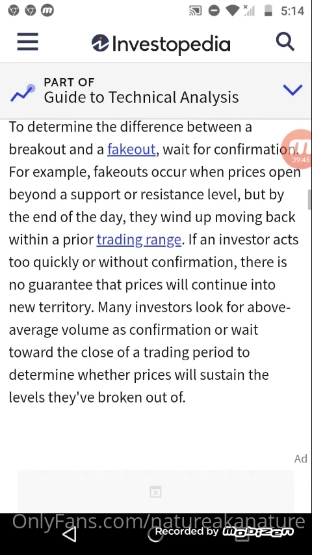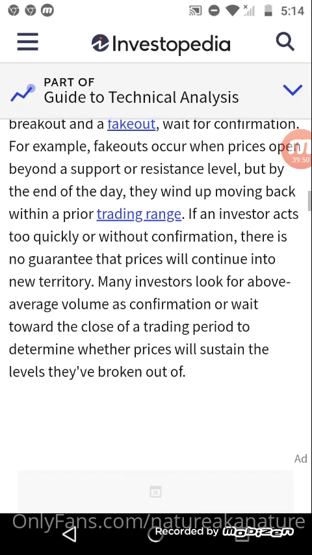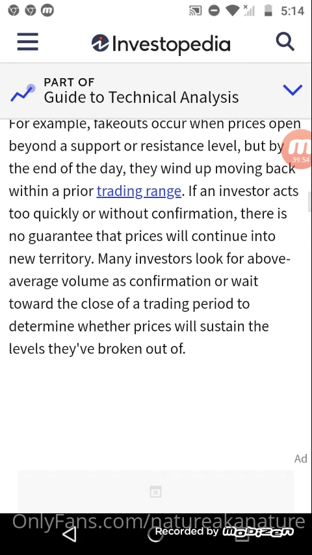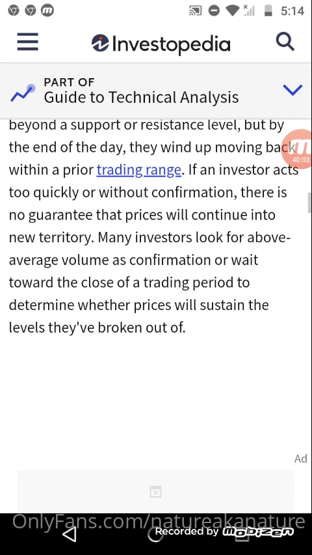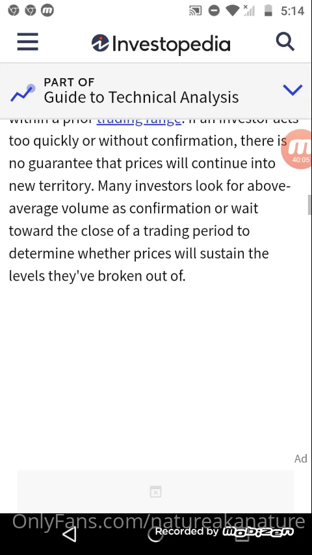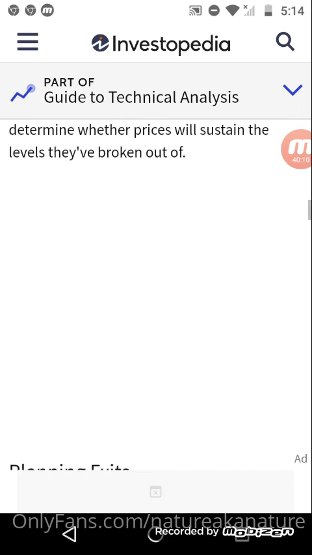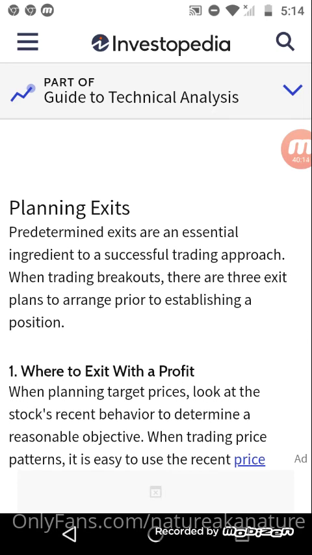When planning a target price, look at the recent behavior to determine reasonable objectives. When trading price patterns, look at the recent price action. We're going to go over price action and price targeting with examples to determine where the breakout is going to occur. Here is another illustration of price action, and how we make a price target off of this.